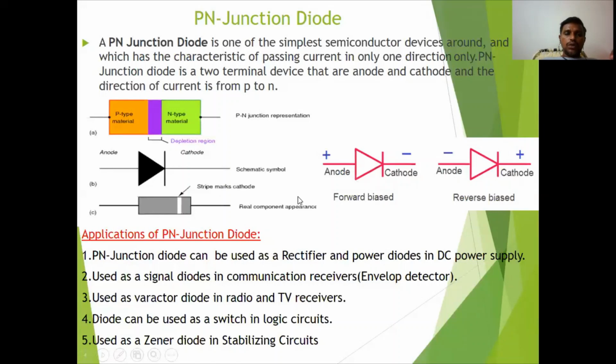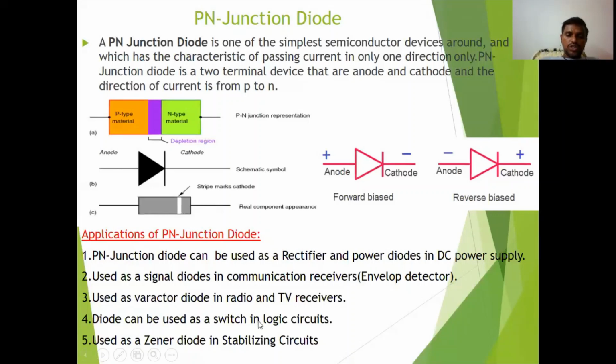Okay, so what are the applications of the p-n junction diode? The p-n junction can be used as a rectifier. In the next chapter we are going to study the rectifier. One very important application of the p-n junction diode is as a rectifier. Next, it is used as a signal diode in communication receivers. In the second semester you are going to learn in analog communication that an envelope detector is used for amplitude modulation detection. That is another application, and it is used as a varactor diode in radio and TV receivers. In this second chapter itself, we are going to study the varactor diode also.